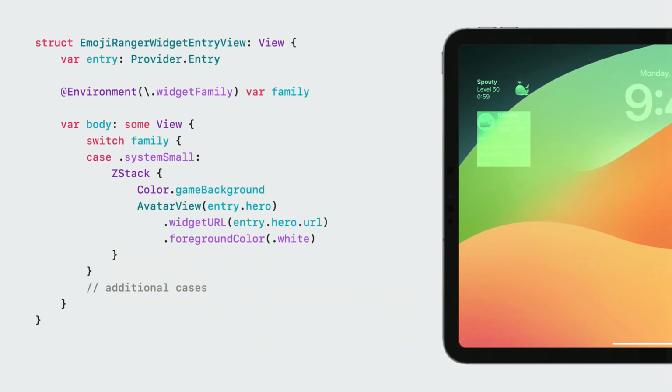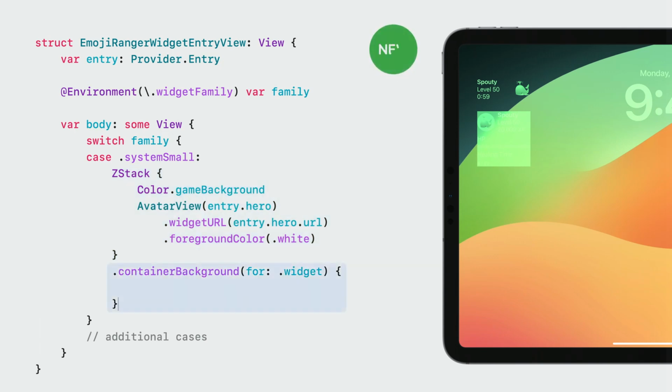Here, I have the code for our system small widgets view. Right now, it consists of an avatar view layered on top of our game background color using a Z-stack. To make the background color removable, all we need to change is to add a container background modifier to our view and move our game background color inside.